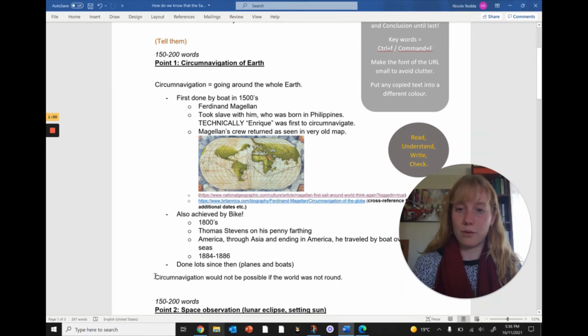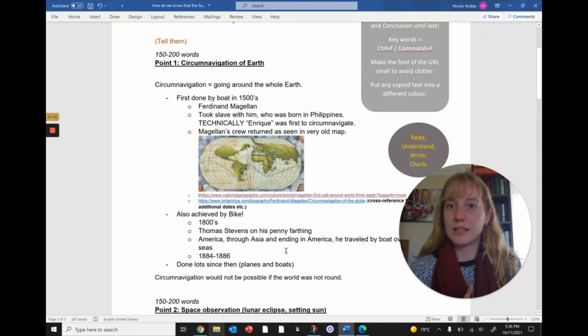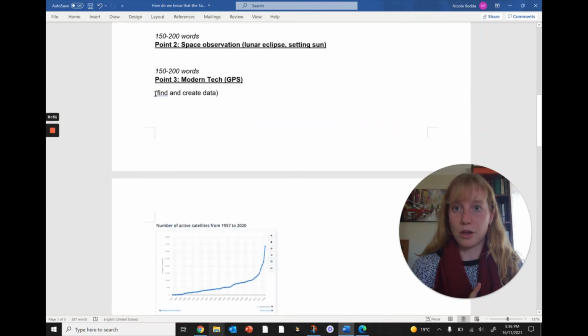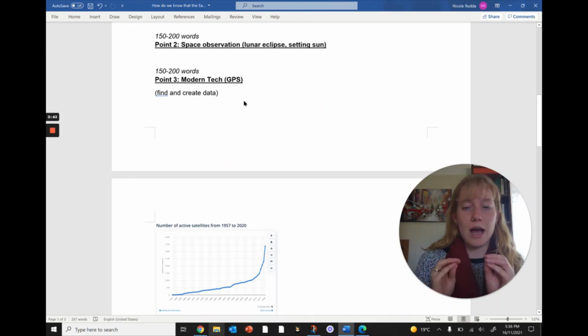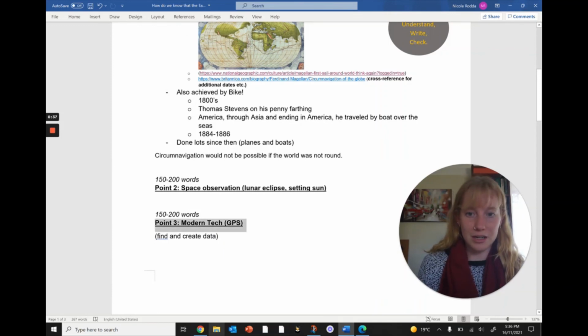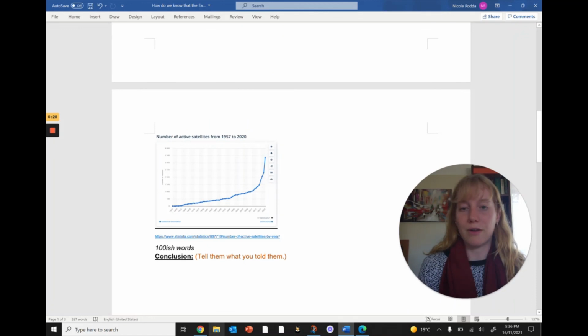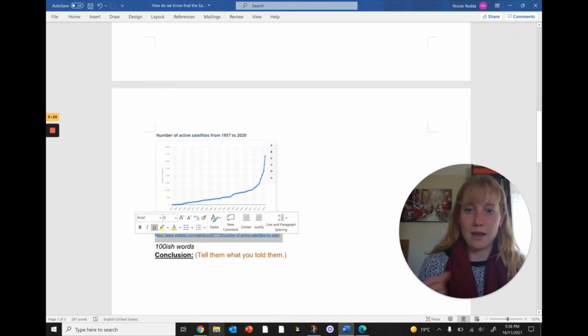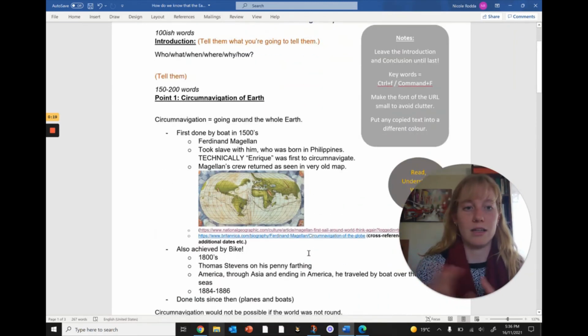And then my conclusion for point 1 is that circumnavigation would not be possible if the world was not round. You'll also notice that I have shifted the data point. In my previous video, I talked about how there was going to be data in the first section. I actually spent quite a long time, maybe 20 minutes or so, finding other websites that talked about data around one of these options. I found that this actually had the most relevance to the data that I wanted to include in order to tick this box in the rubric. So I did find this data around satellites, which relates to the GPS, and I've put my URL down there. I made the URL a bit smaller to make sure that it's not ugly and so that it's easy to read.